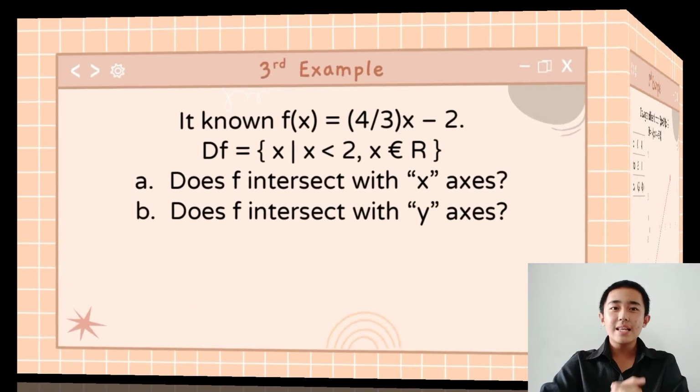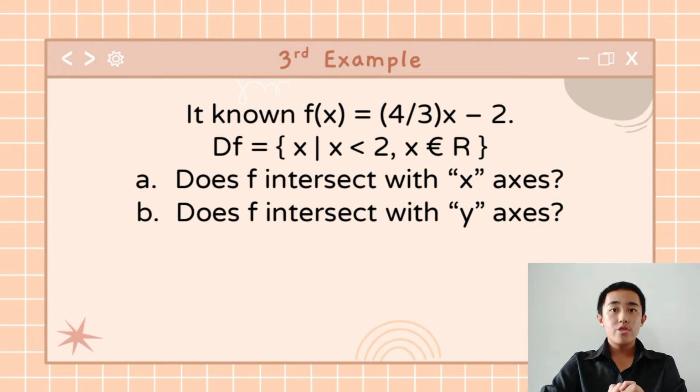And last but not least, example 3. It is known that f(x) is 4/3x - 2 and the domain is x < -2, x is a real number. We need to find: does f intersect with the x and y-axis, or apakah f memotong sumbu x dan y.